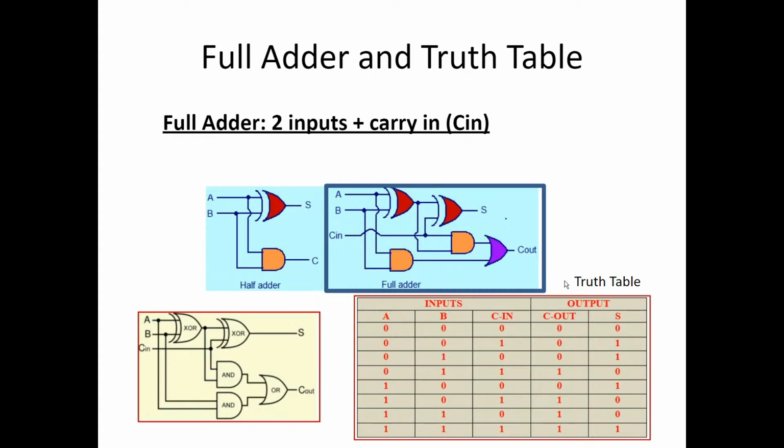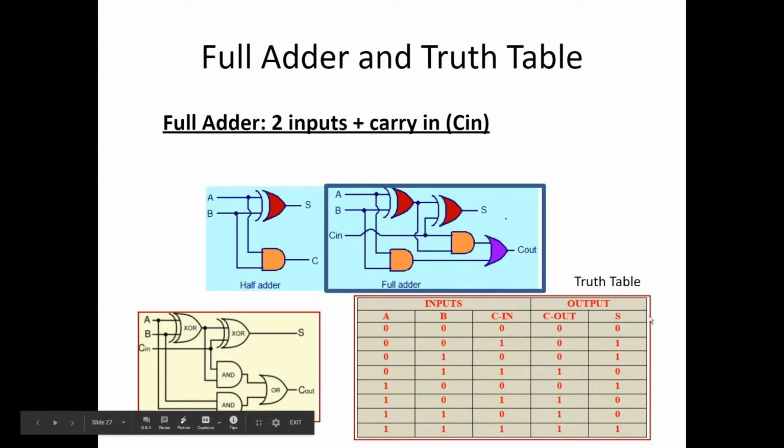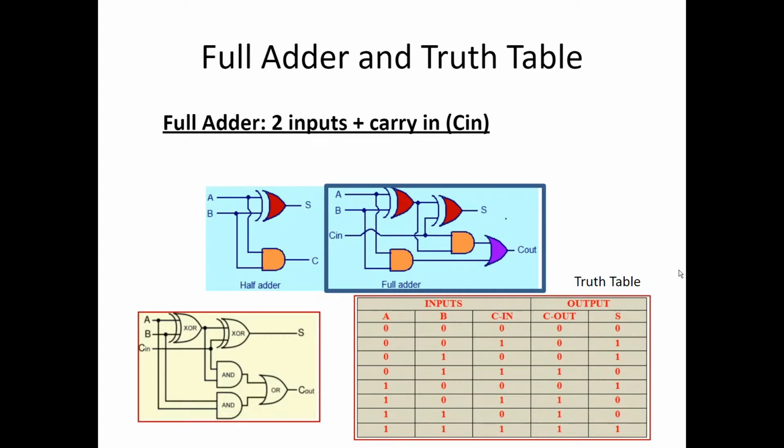So this is the full truth table, and it will show all your inputs and outputs. And as we can see, there are a lot more combinations that we can come up with.